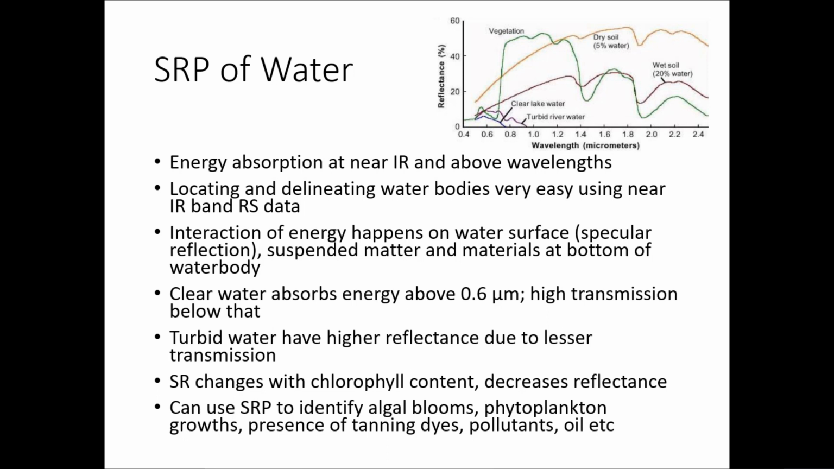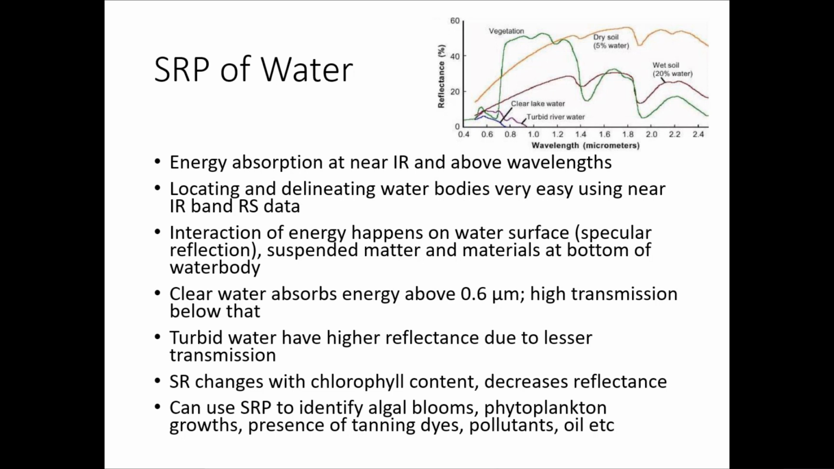So clear water, as we see in this figure, absorbs the energy above about 0.6 or 0.7 micrometer, and there is high transmission below that, right? But if you are considering turbid river water, they have high reflectance due to lesser transmission. Why? If you have a lot of suspended material, if the water is turbid, what will happen? You will have higher reflectance, isn't it? Do you agree to that?